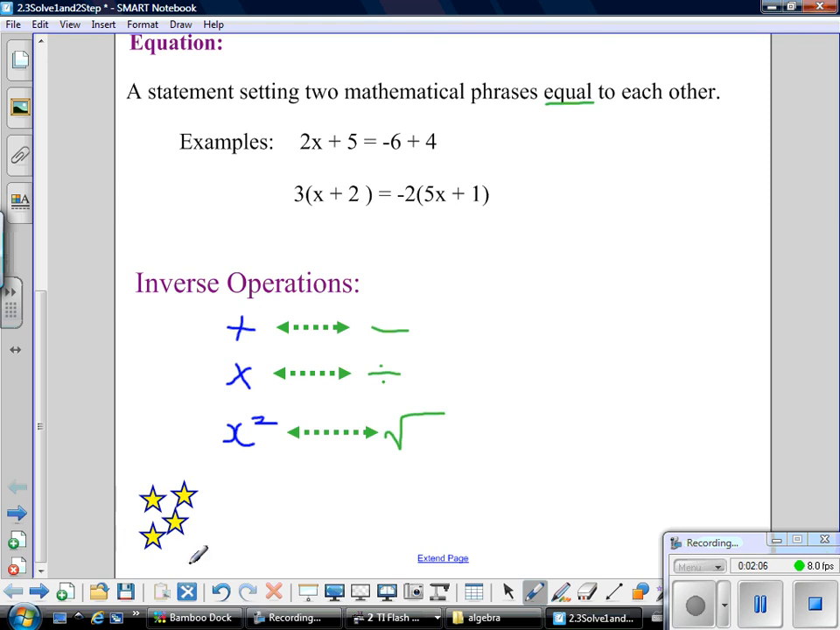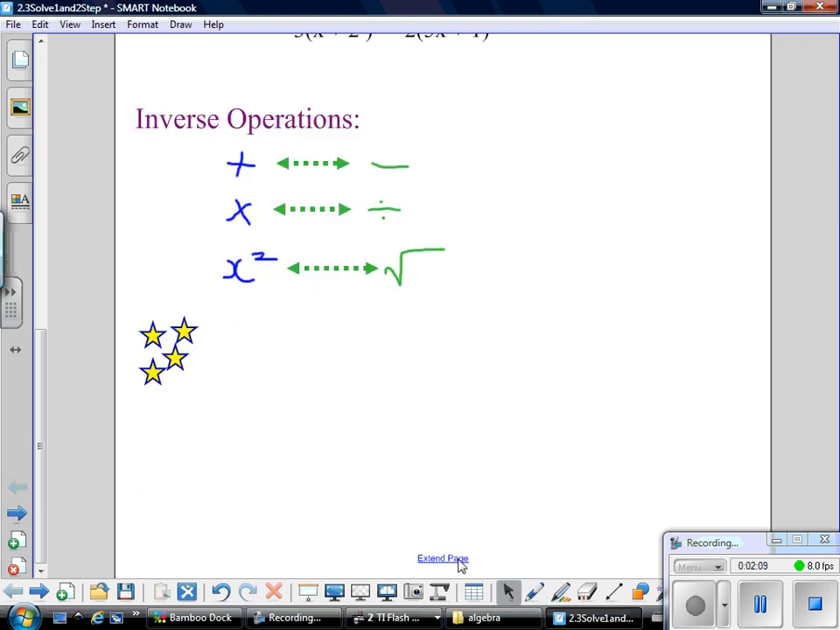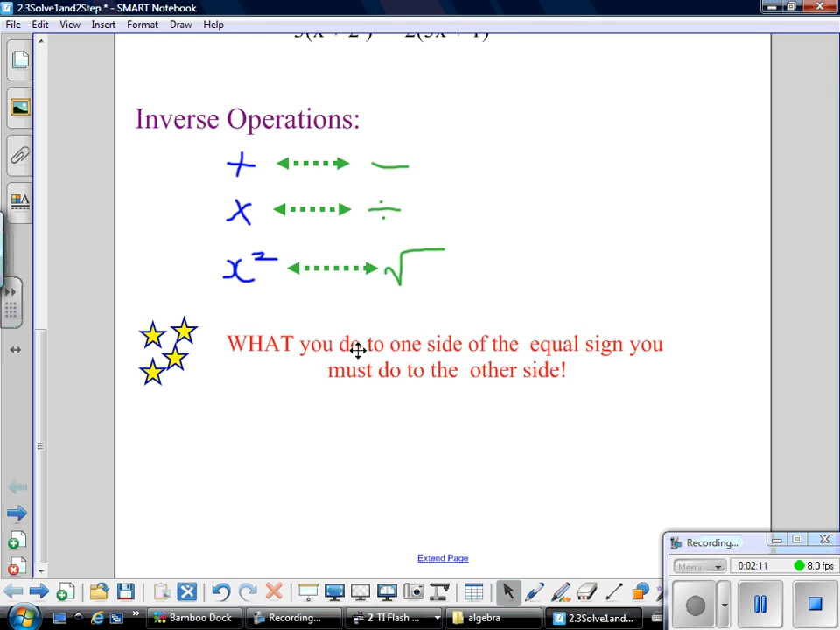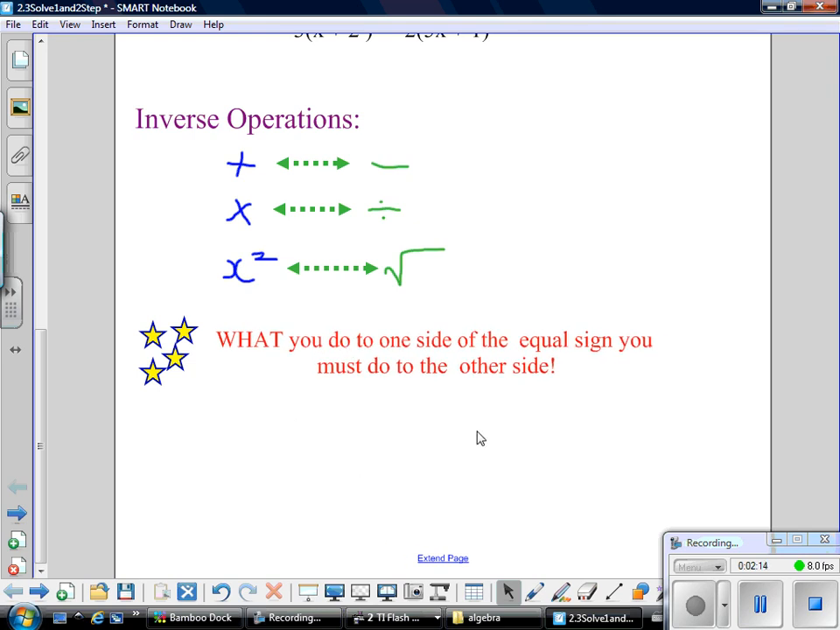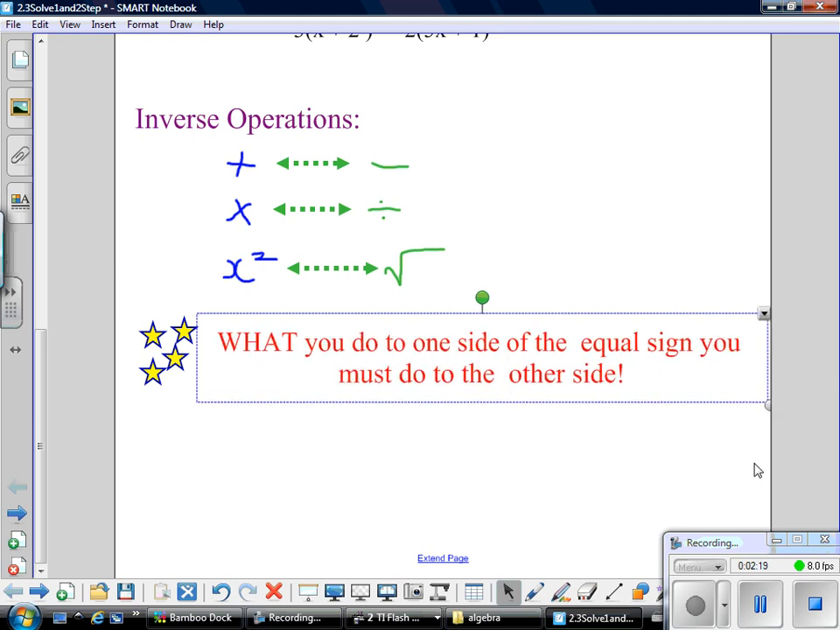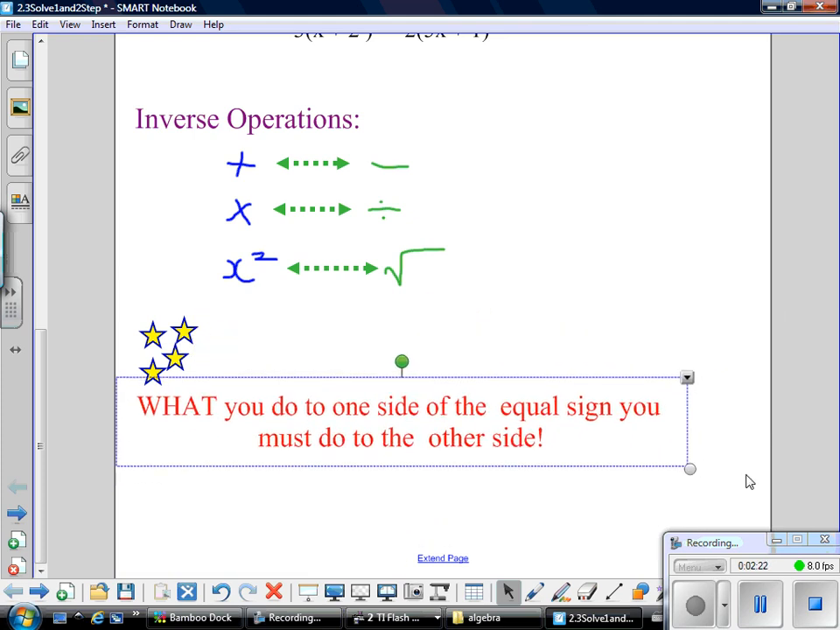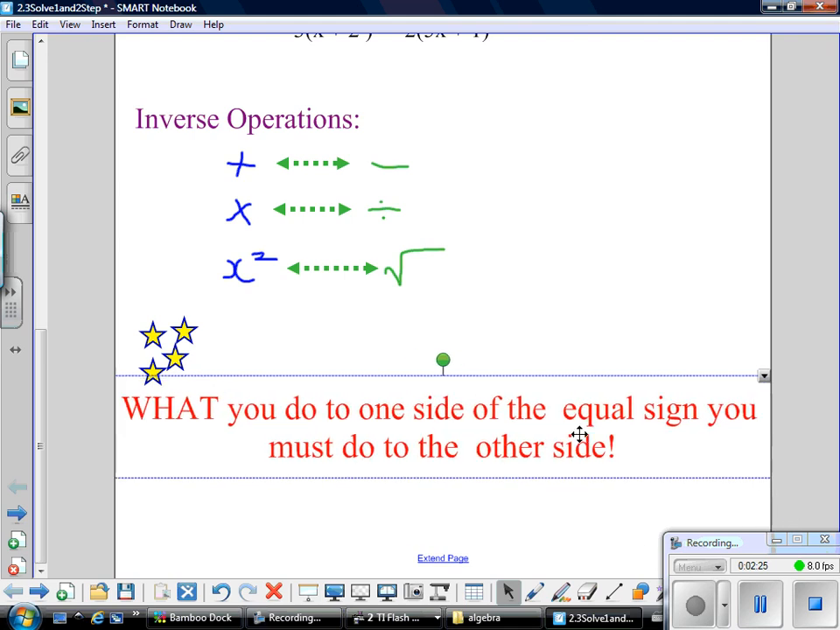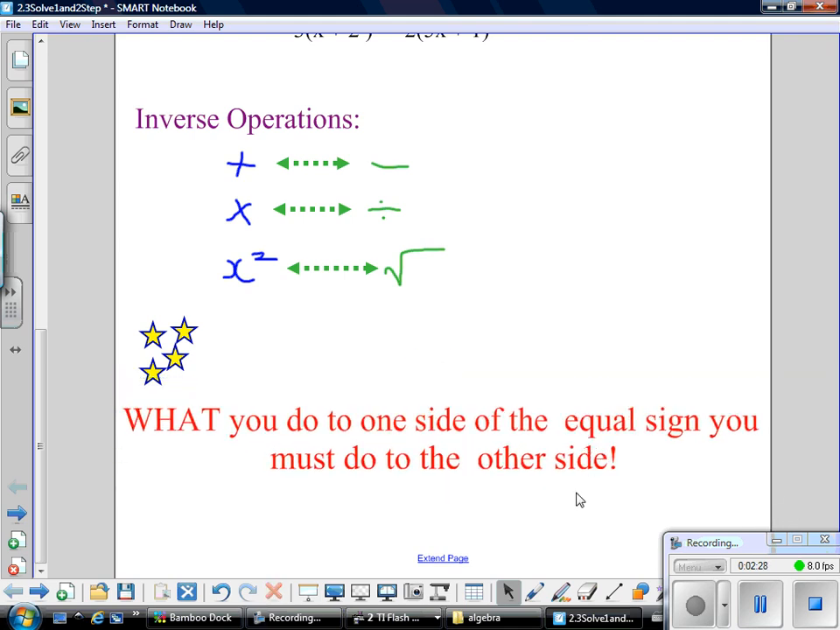Now, lots of stars here. That means what I'm going to show you is really important. Whatever you do to one side of the equal sign, you must do to the other, because it's like a balance. If I could, I'd make that huge so it would take up the whole screen. Whatever you do to one side, you must do to the other, because that equal sign is probably one of the most important fundamental things about mathematics. If something is equal to another thing, very, very important.